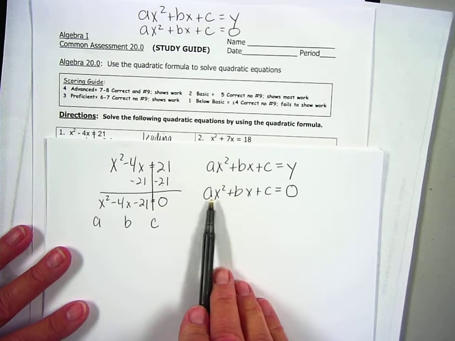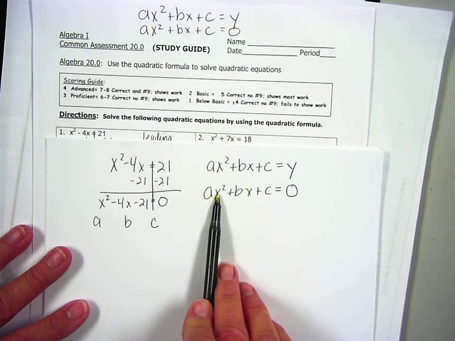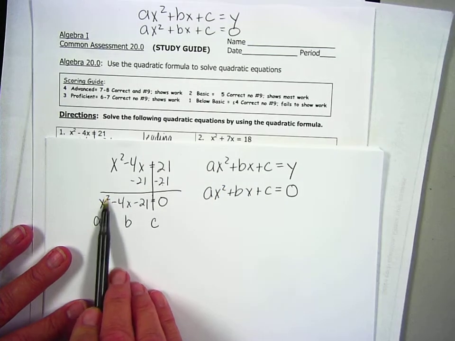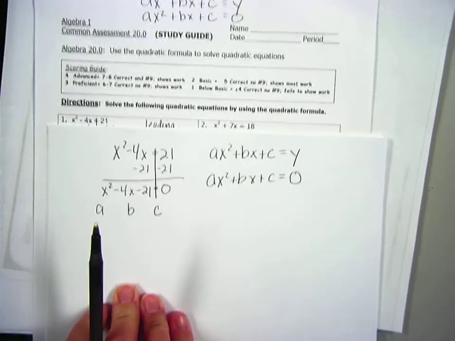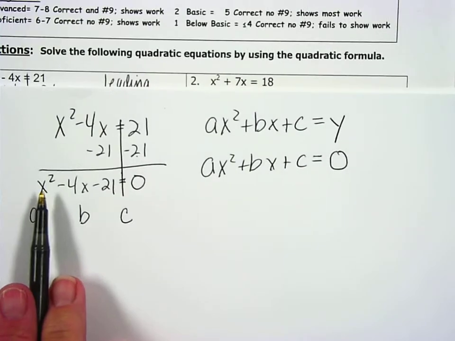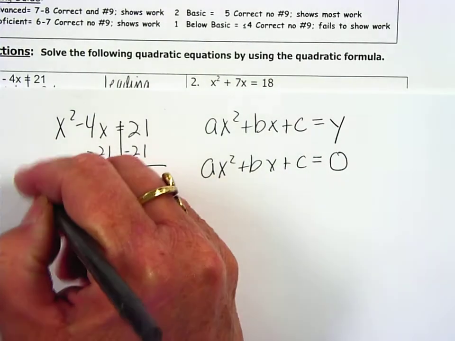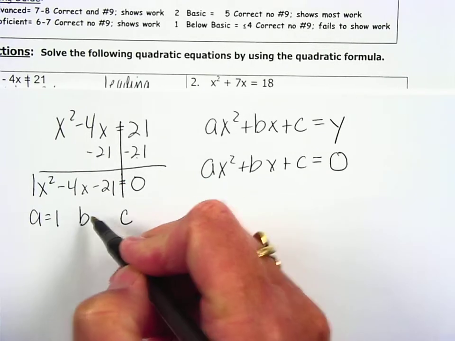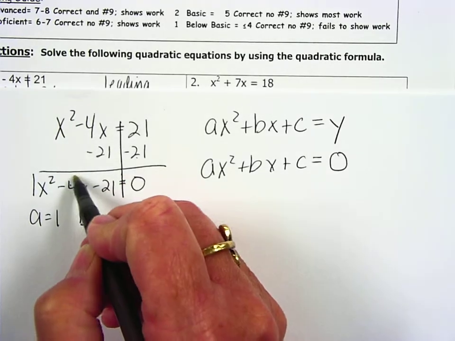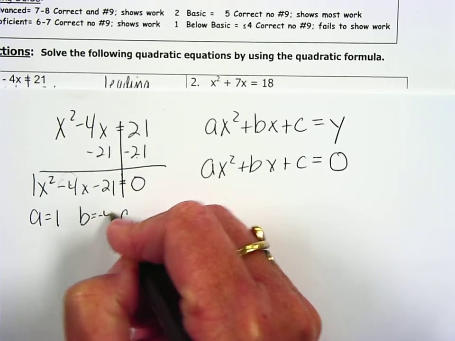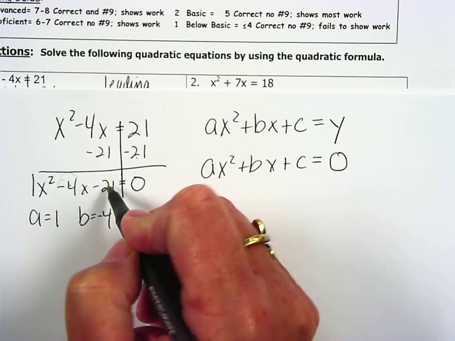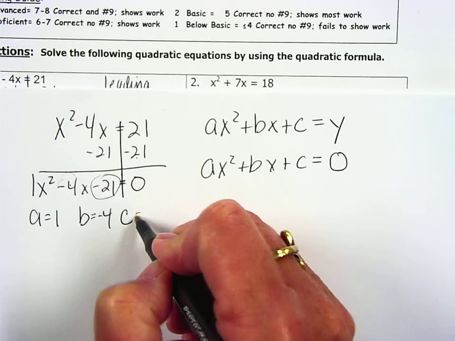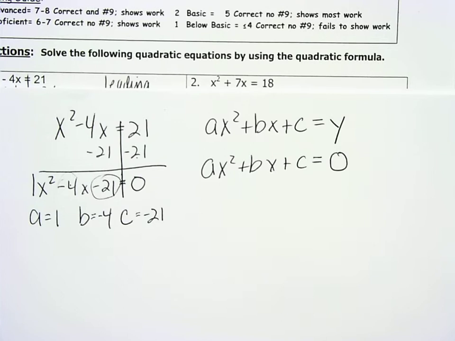Well, a is the coefficient of the x squared term. This x squared term doesn't seem to have a coefficient, but in fact, since that's 1x squared, the coefficient is 1, so a is 1. B is the coefficient of the x term, which would be negative 4, and c is the constant, which is negative 21.